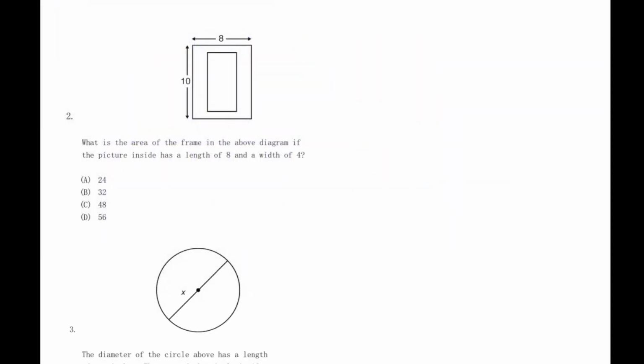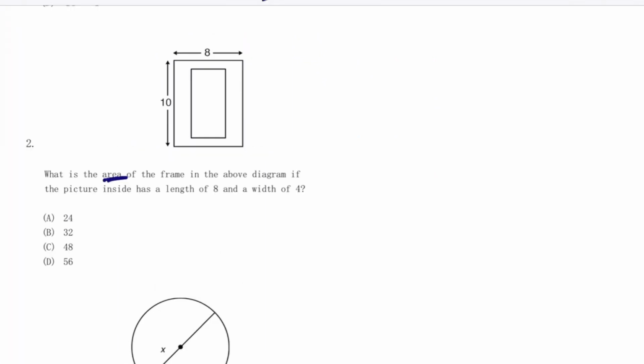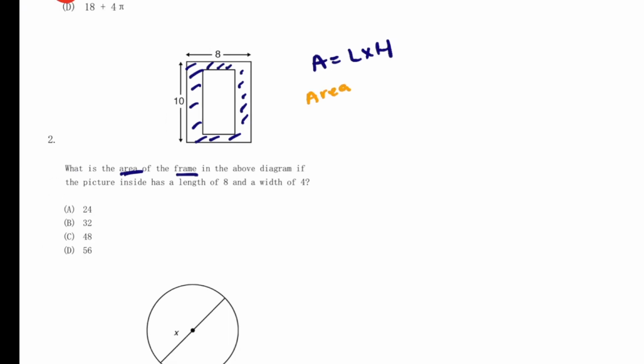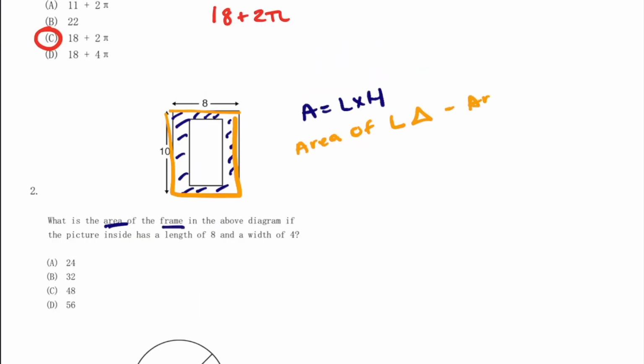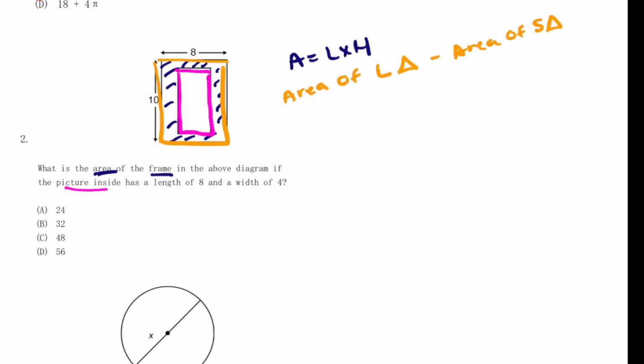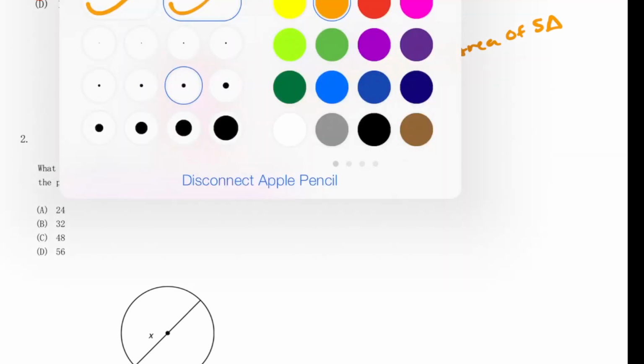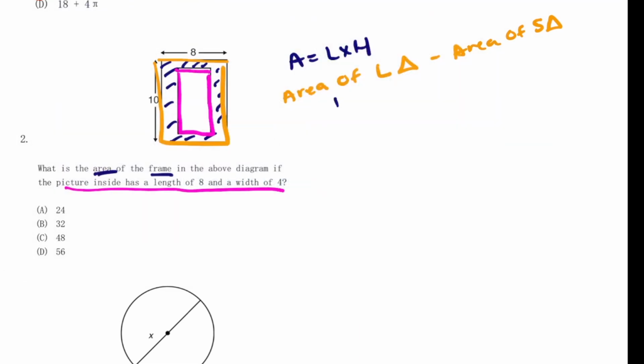For the next problem, what is the area of the frame in the above diagram if the picture inside has a length of 8 and a width of 4? So we want to find this shaded area. We know that area is length times height. So what we want to do is figure out this outer square and then subtract the inner square. So we're going to have area of the larger square, that is the orange, minus the area of the smaller square, which is going to be the pink. And we know that the smaller square has a length of 8 and a width of 4.